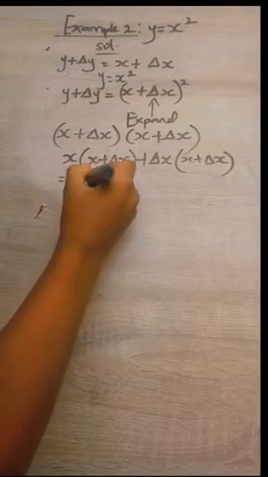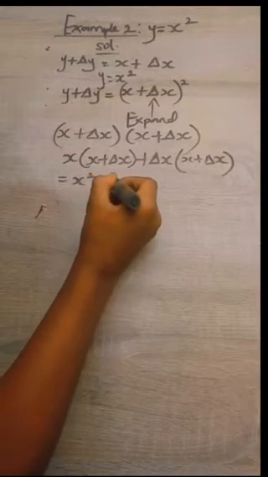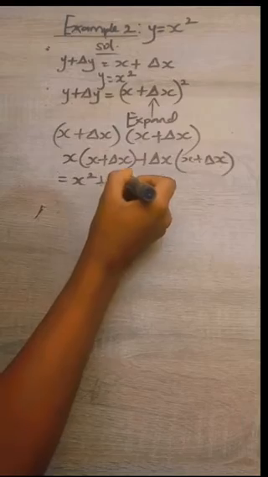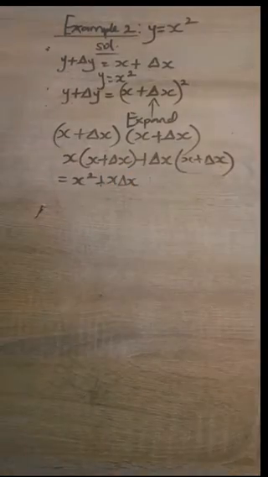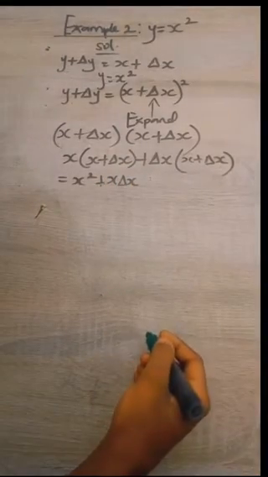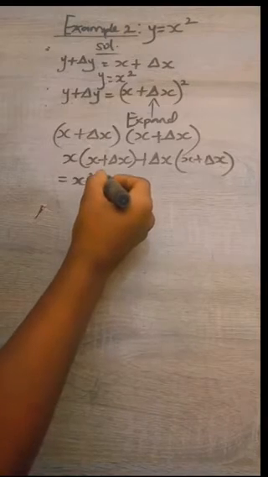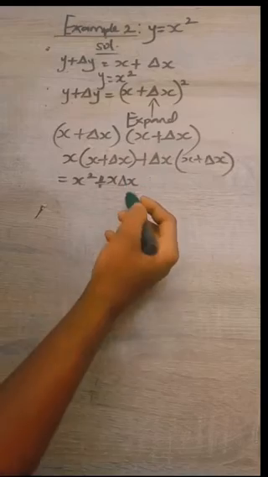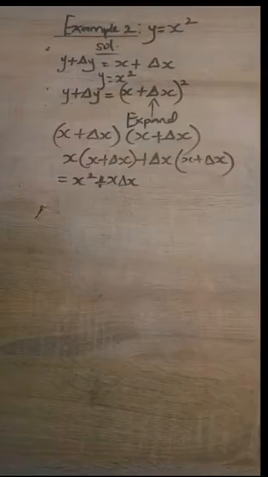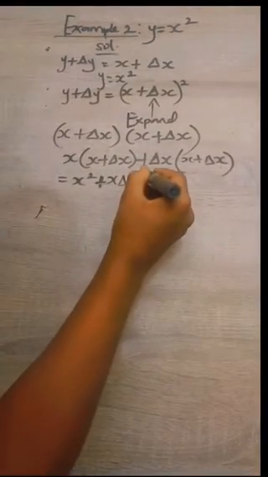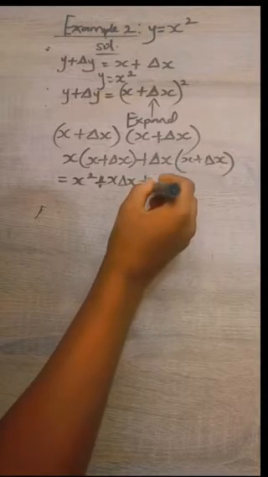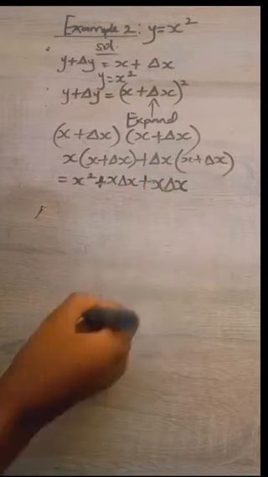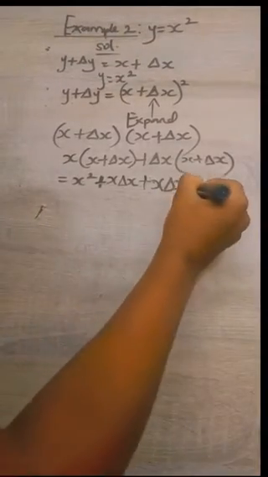Okay, so let's continue from here. x times x gives me x raised to power 2, plus x times change in x, which is simply x change in x. Yes, x change in x, not change in x raised to power 2. Please take note of this. Just place it out the way it is. Now plus change in x multiplied by x, that will still give me x change in x. I hope you get this.